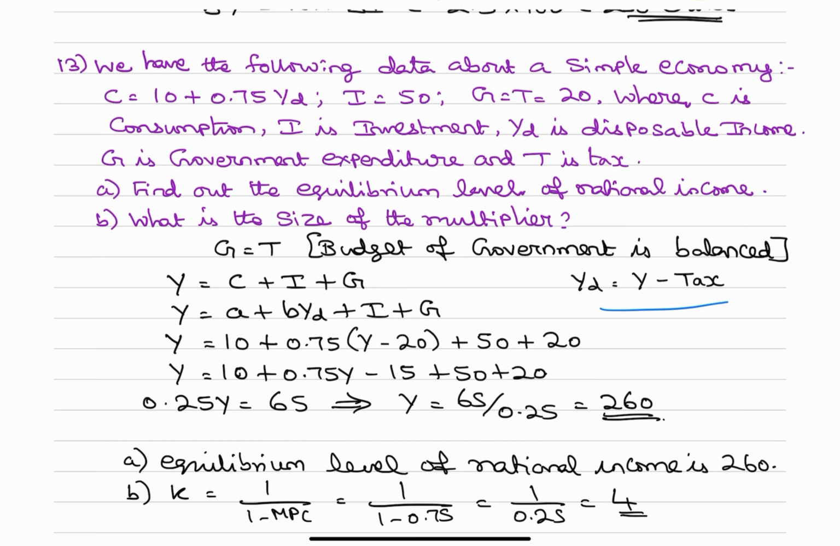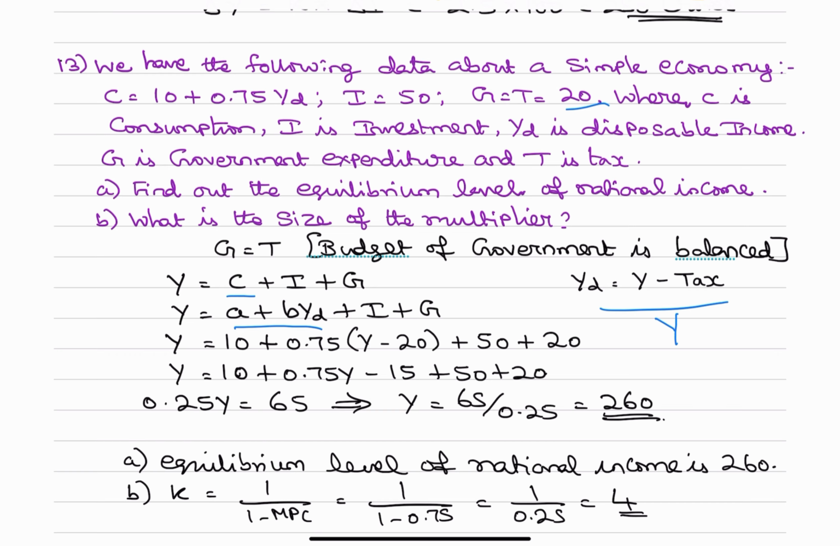Then Y is equal to C plus I plus G. Consumption function we can take as A plus BYD. Y is equal to A plus BYD plus I plus G. Actually, this value is substituted for the consumption value. Then the value is 10 plus 0.75 YD. Then YD is equal to Y minus tax. Here the tax value is 20. So instead of YD, you have to substitute Y minus tax.